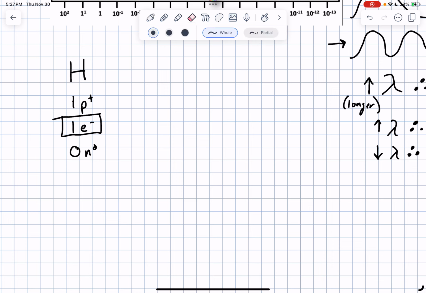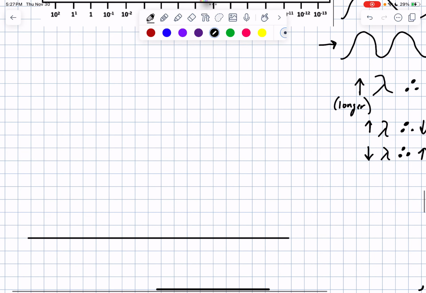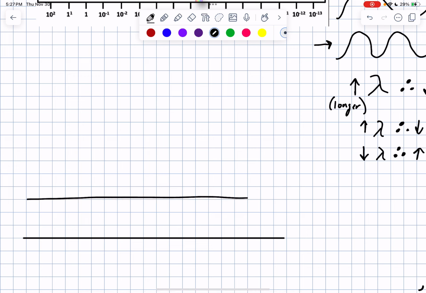So what they did, I'm going to erase this for a second, is they fired high energy beams of light at this electron. So this is kind of like our modified Bohr model. I'm just going to draw it as a really long Bohr model here because we're going to go over some stuff. So I've got energy level, energy level, energy level.